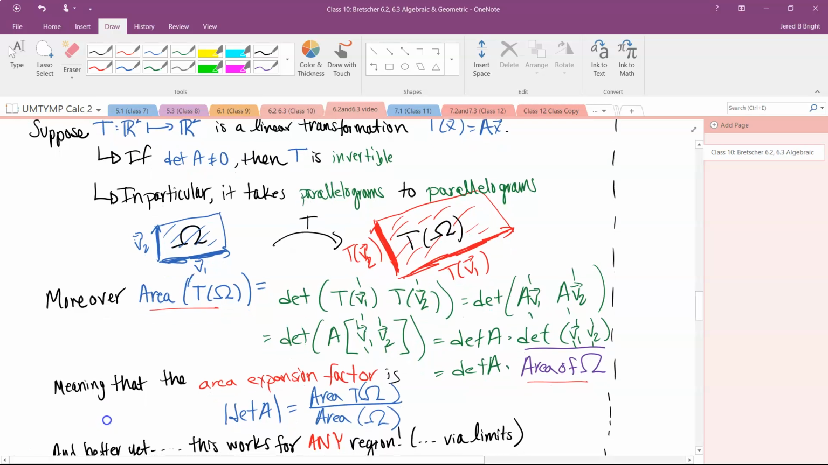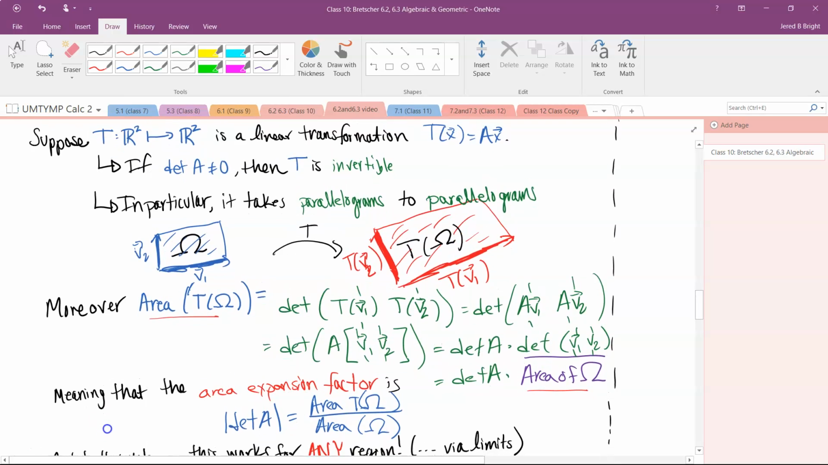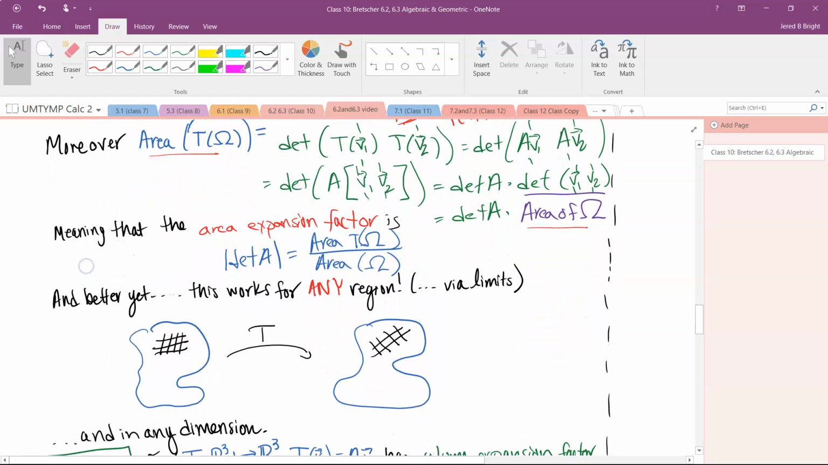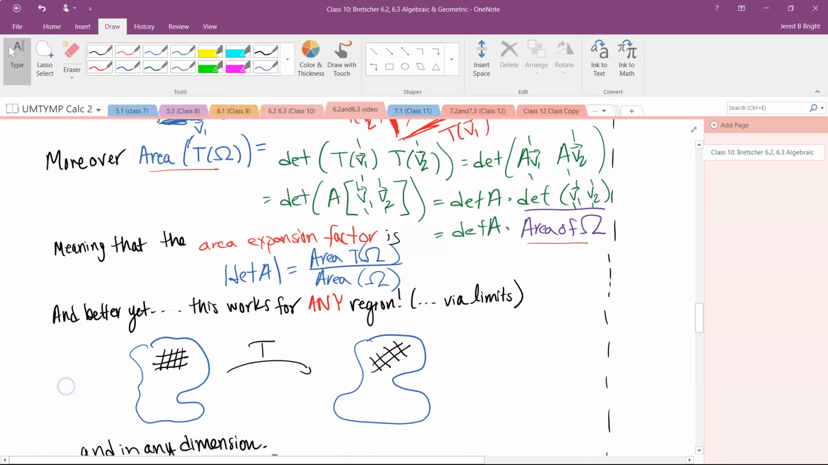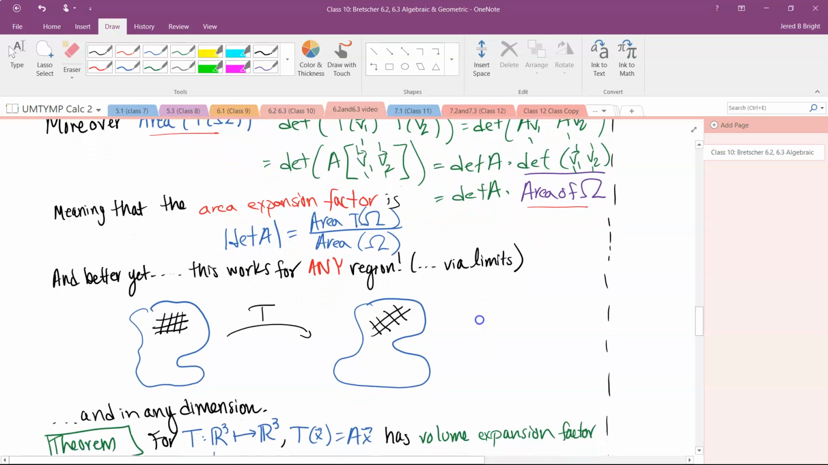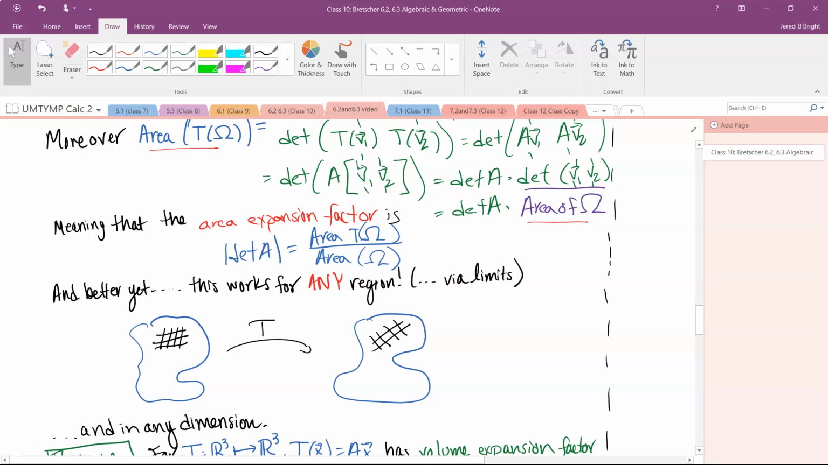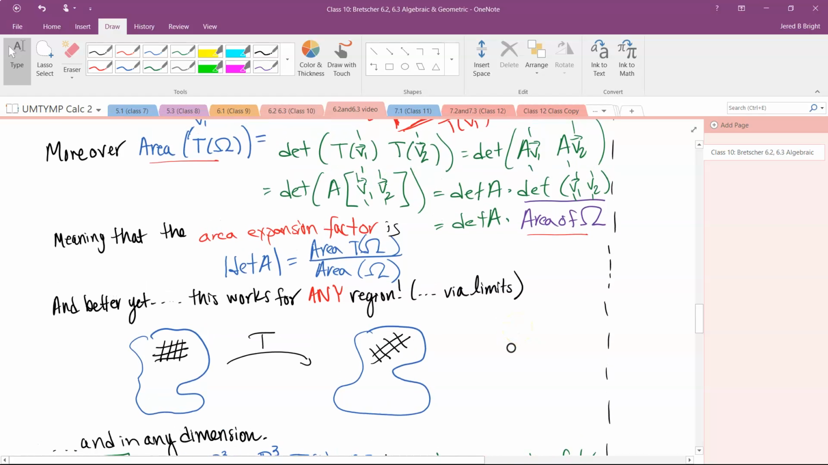And this idea, we did this for parallelograms in R2, actually ends up working for any region. All we have to do is use limits. We just have to break each region down into small parallelograms, and remember that the transformation takes parallelograms to parallelograms, so we just have to do this a few thousand times if need be. But it ends up working for any region and in any dimension. We will expand upon this in the next videos.